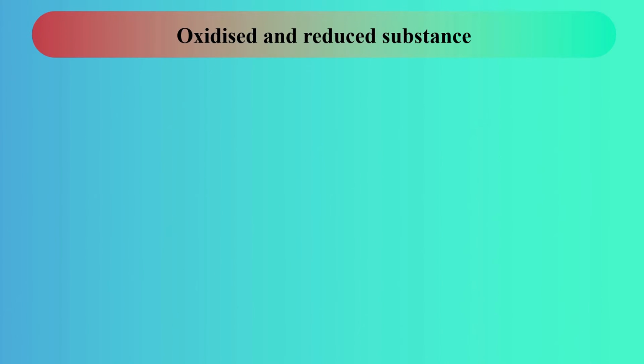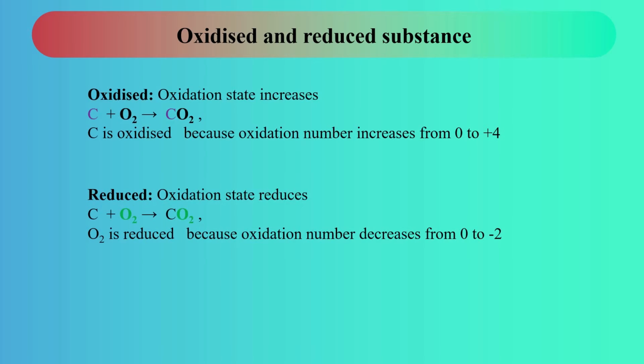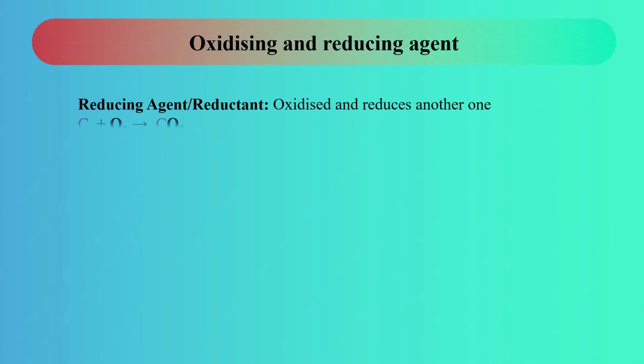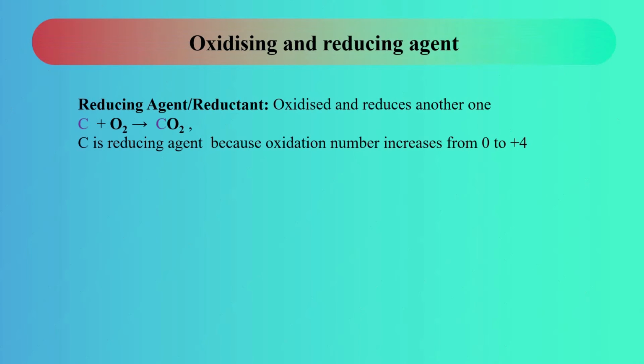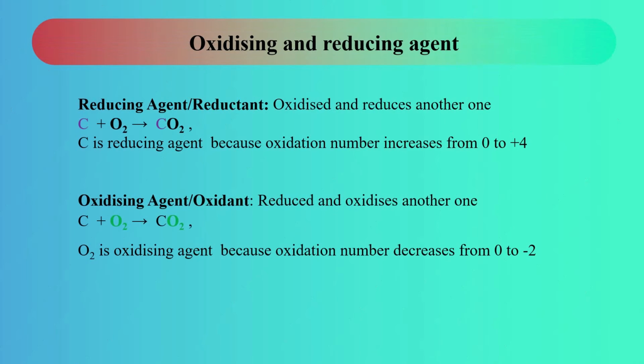Oxidized and reduced substance. In this reaction, carbon plus oxygen gives carbon dioxide. Carbon is oxidized because oxidation number increases: on the left side carbon is 0 and on the right side +4. In the same reaction, oxygen is reduced: oxidation number on the left side of oxygen is 0 and on the right side -2. Oxidizing and reducing agent. Carbon is here the reducing agent because its oxidation number increases, and oxygen is the oxidizing agent because its oxidation number decreases from 0 to -2.